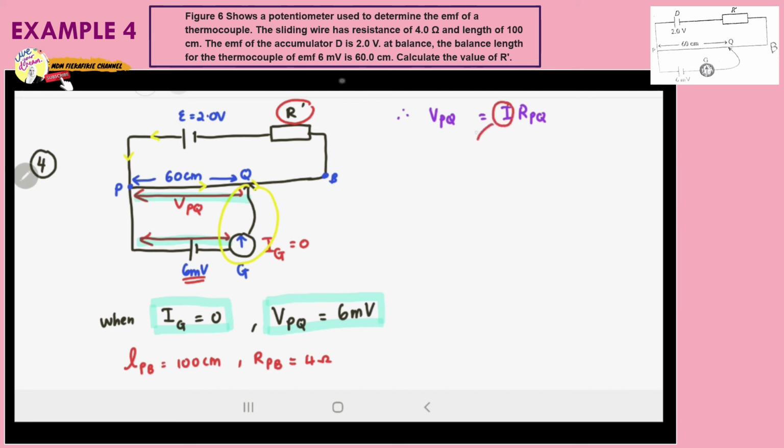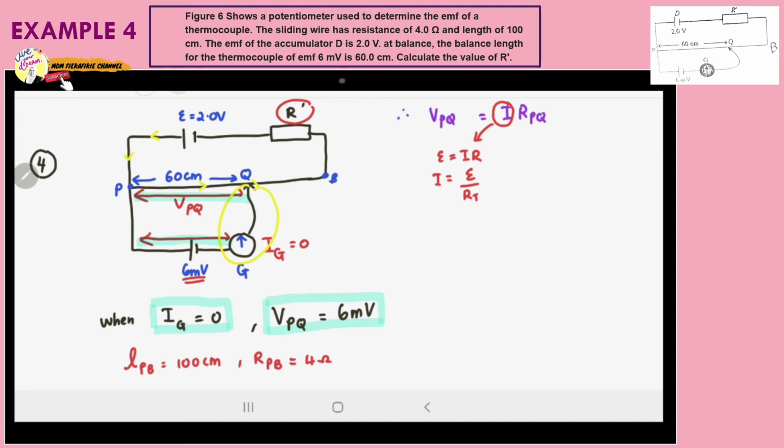In order to calculate I, as we know, the current comes from the 2.0 volt EMF. So we use an accumulator here, right? The accumulator is labeled as D, but here I label it as EMF. It doesn't matter as long as the value is correct. So EMF is equal to IR, no internal resistance in the circuit. So I is equal to EMF over R.